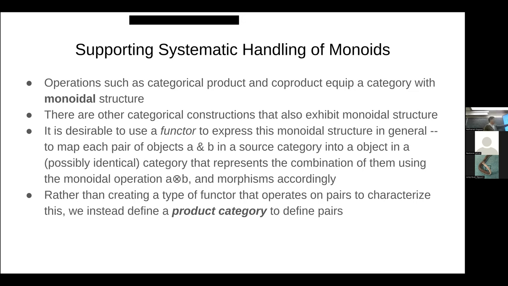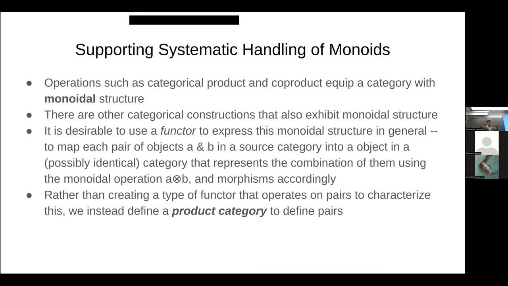And the idea here is we'll map a pair of objects, say A and B, in a source category, to an object that represents the combination of them in a monoidal operation. So we'll have an A and a B, and we'll map them over with this functor into some target object in this other category that's A cross B. It's just a label for what the target is. We call it A cross B. We call it A tensor B. Are we okay with this?